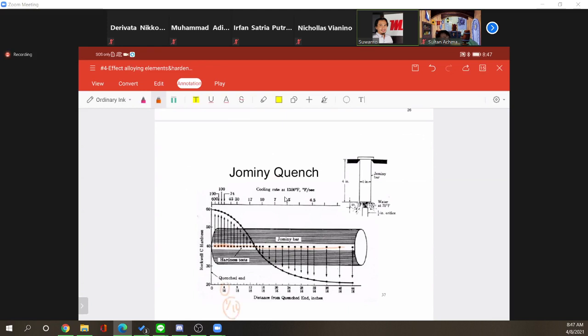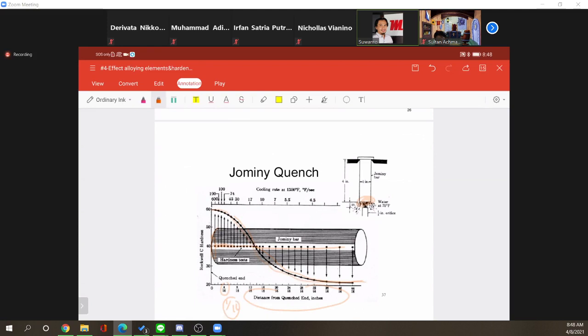And you measured it, every point here. And you have a plot of how the hardness decreases over the length of the sample from the quench end. So this is the quench end, this end. Of course, the logic now is that the hardness will decrease following the length from the edge. This is logic, right?